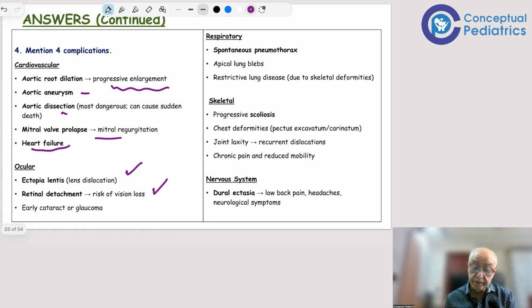Respiratory, there could be spontaneous pneumothorax, restrictive lung disease. Skeletal, as I said, there could be progressive scoliosis, chest deformities in the form of pectus excavatum, pectus carinatum, and because of joint laxity, recurrent dislocations can also occur. The nervous system, because of dural ectasia, which I mentioned, there could be low back pain, headaches, and neurological symptoms can be there.